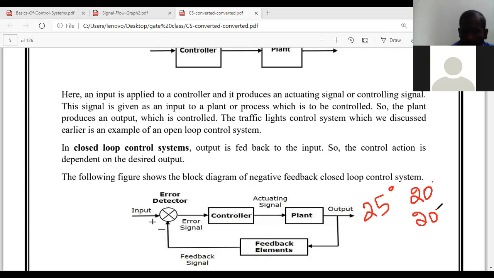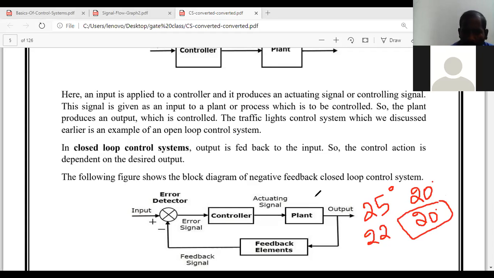Suppose you open the door or the window; those are the noises. So what will happen? The temperature rises, say to 22. Then again the AC will allow the cooling air so that the temperature is maintained at 20 degrees. This is a simple example of a control system.